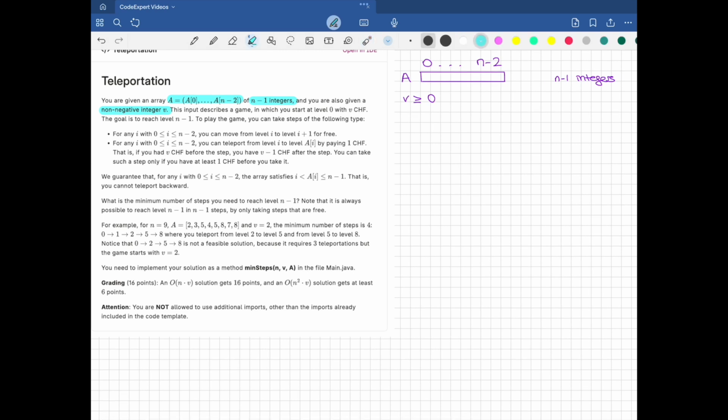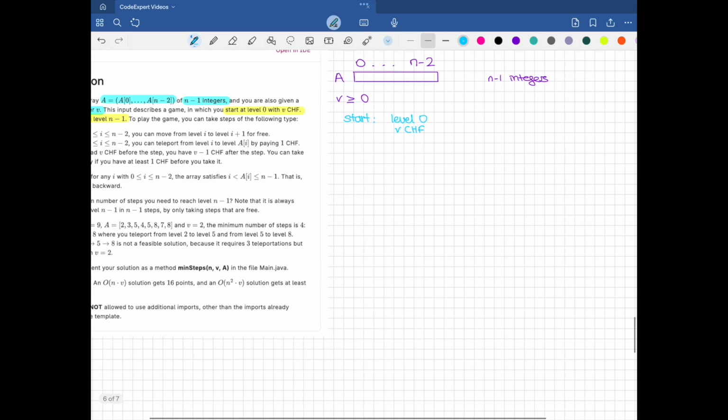Okay, let's move on. This input describes a game in which you start at level 0 with V francs. The goal is to reach level n minus 1. Okay, so we have levels. We start at level 0 with V francs. And the goal is to reach level n minus 1.